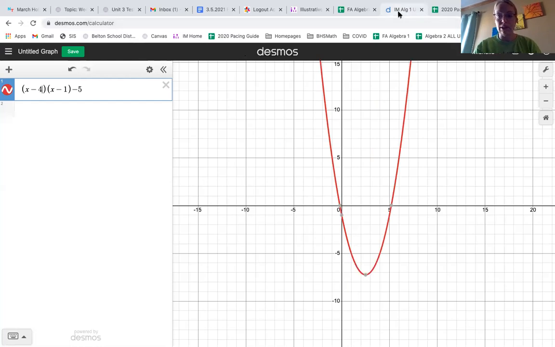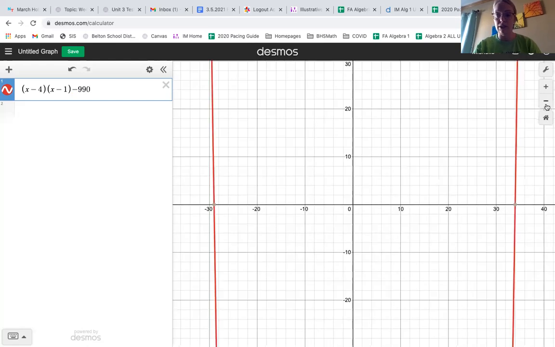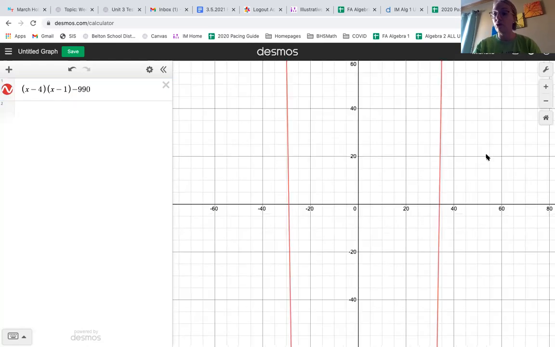And then I need to move that 990 over. So I'm going to have minus 990. Now, notice how you're like, where'd the graph go? Well, you just put in a very large number. Okay, and now if you look at your ranges, you're only going from like -20 to 20. So we need to scroll out.